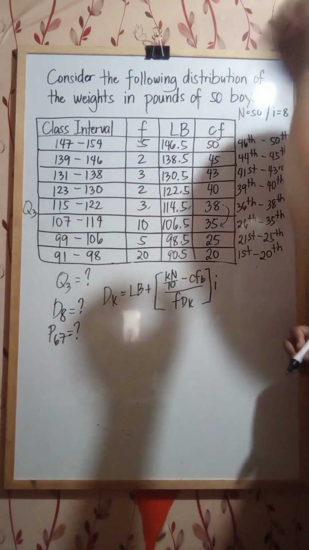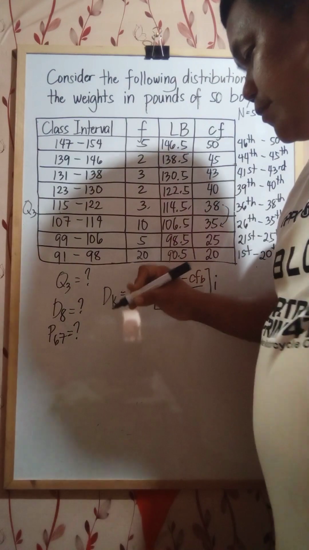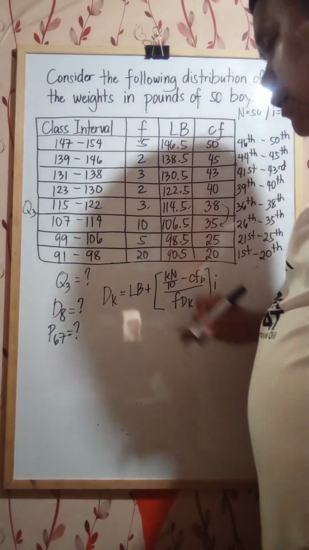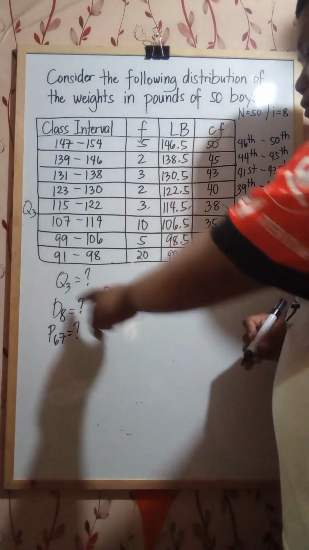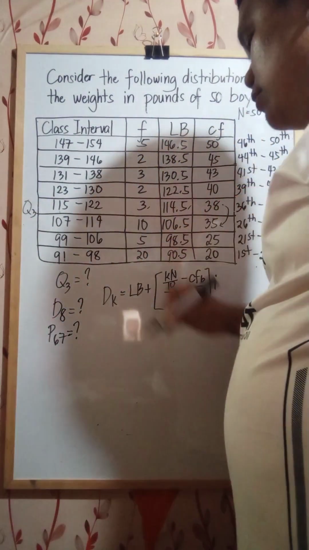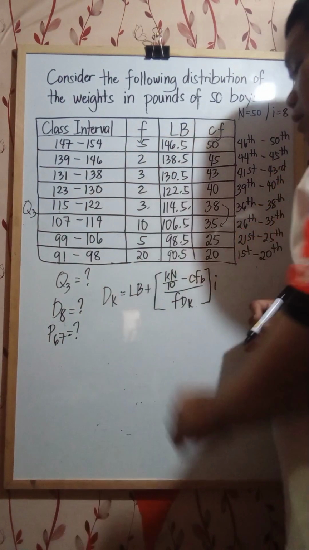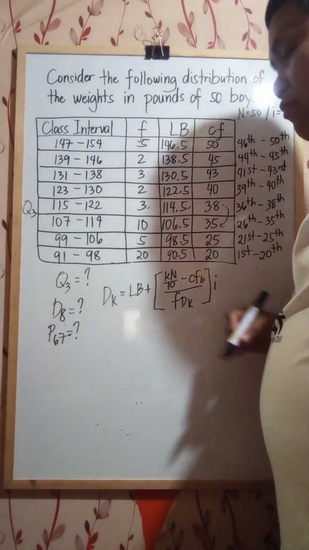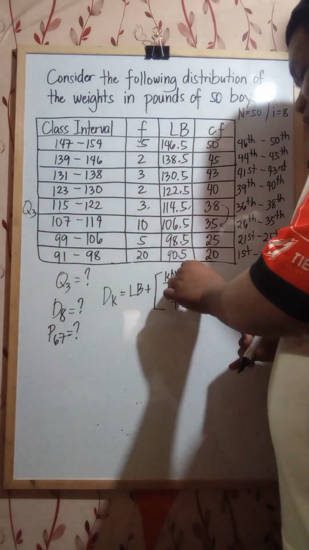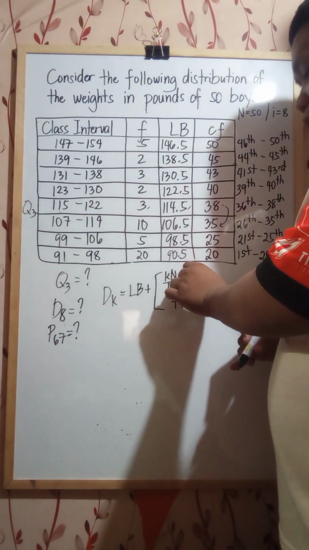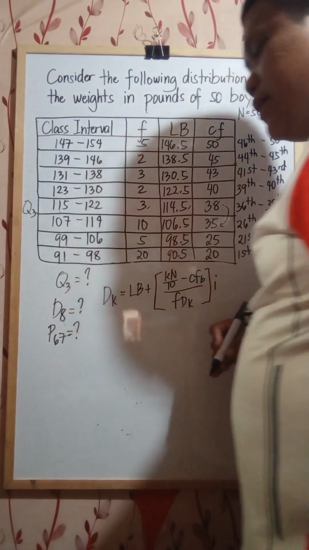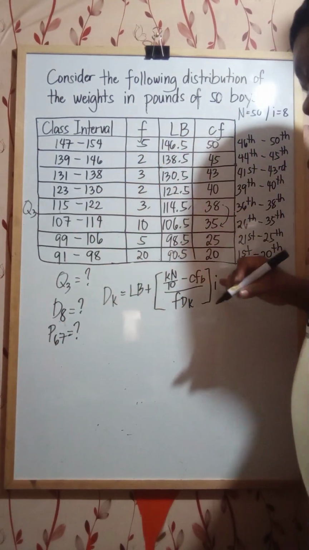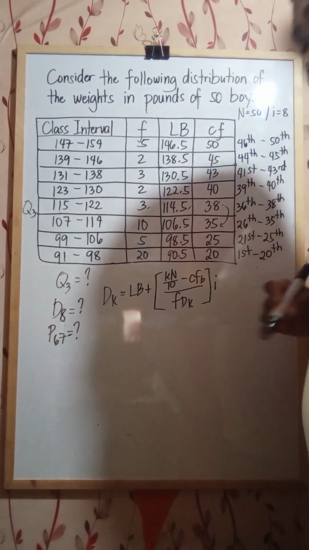So, it's similar to the formula for the quartiles. LB is the lower boundary of the D sub K class. This time, it's the 8th decile, so we take the lower boundary of the 8th decile. Kn over 10 is the position of your D sub 8, where it is located. Cf sub B is the cumulative frequency before the 8th decile, then the frequency of the 8th decile. Still, your class interval size is 8.